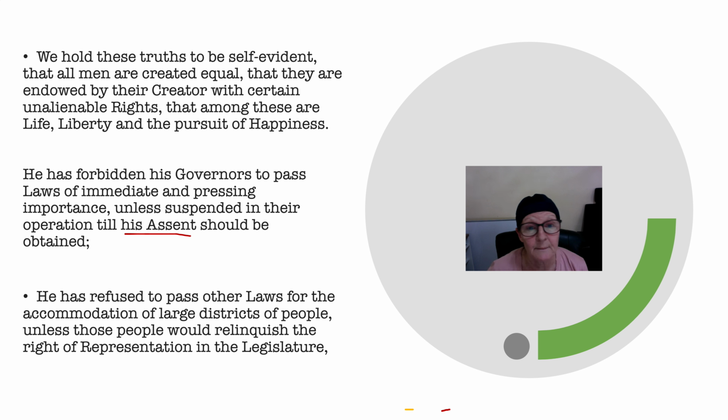It says he, meaning the king, I assume, has refused to pass other laws for the accommodation of large districts of people unless those people would relinquish the right of representation in legislature. Now, I'm not quite sure about that, but I'm assuming that these large districts of people are large districts of Anglo people, and they wanted to have a certain amount of power in the legislative, which I think what they wanted to have was power that was not voted in.